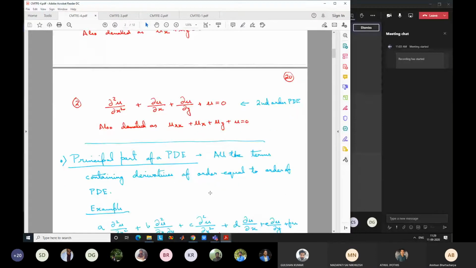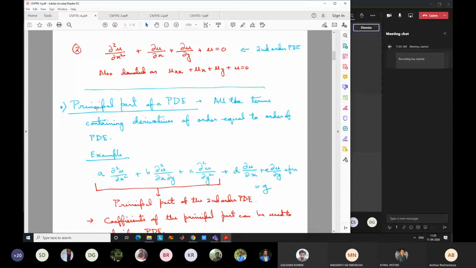The next important thing we should know is the principal part of a PDE. All the highest order terms comprise the principal part of the PDE. That is, all the terms containing derivatives of the order equal to the order of the PDE, which is basically the highest order terms, comprise the principal part of the PDE. So for a second order PDE of this form, where you have some terms of second derivative, then just a second.